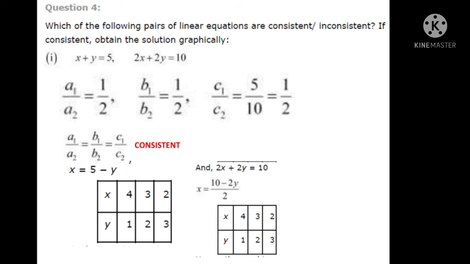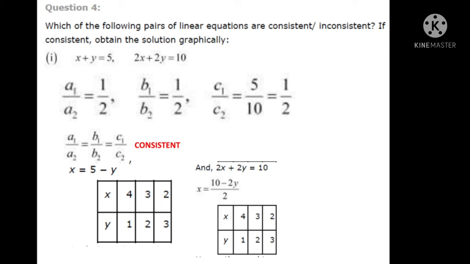Now, let us do question number 4. Which of the following pairs of linear equations are consistent or inconsistent? If consistent, obtain the solution graphically. So, the first question is x plus y is equal to 5 and 2x plus 2y is equal to 10.